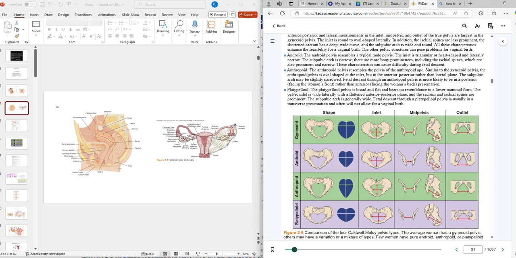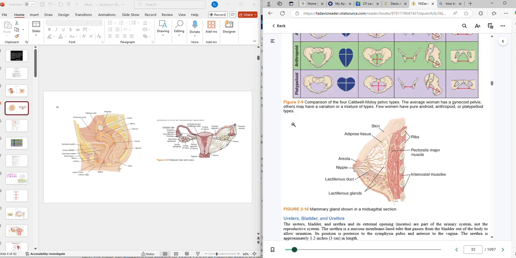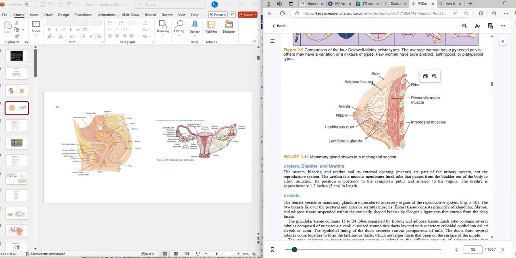On page 32 is showing you different shapes of pelvis. They can vary based on the width of the inlet opening. An important part of this pelvis that we'll talk about later is our ischial spines, and these are down here. Our breast tissue.